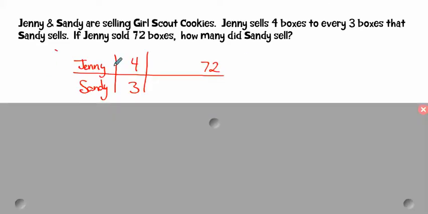All right, so hopefully you got to this point. Now, I know that this is a big number here. So if you didn't know what you multiply by to get from 4 to 72, that's fine. Just put in your calculator 72 divided by 4, and that's going to come up with the answer for you. If you do 72 divided by 4, you get 18. So that means if you go this way, 4 times 18 gives me 72. So on bottom, I need to multiply by 18. If I multiply by 18, I get 54. So that means Sandy sold 54 boxes. Okay.